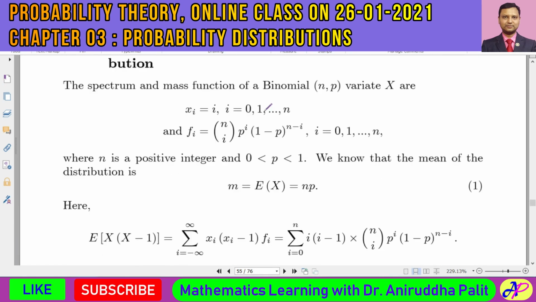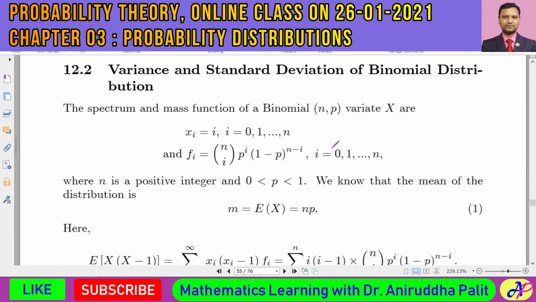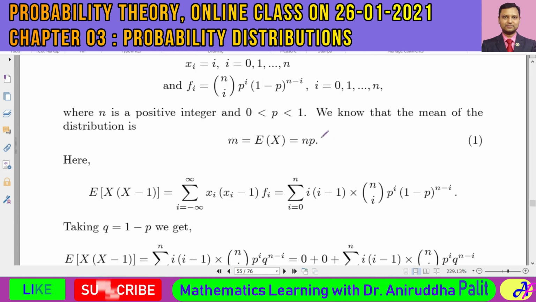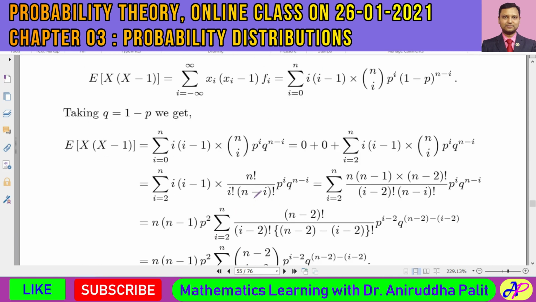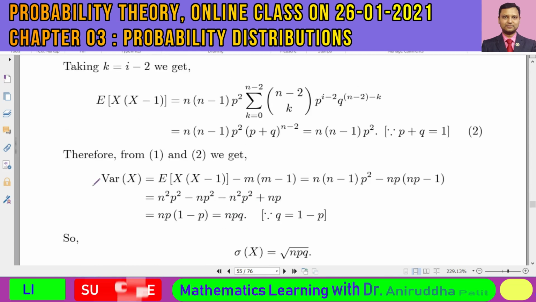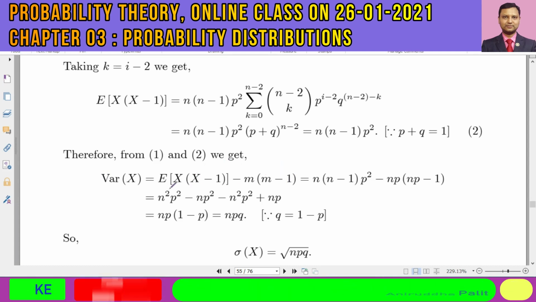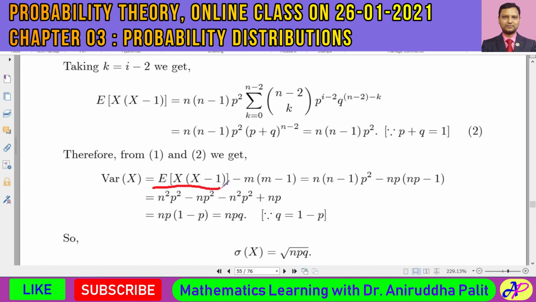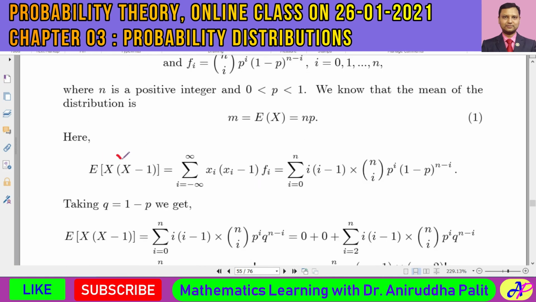Okay. Now let's discuss the variance and standard deviation of the binomial distribution. You see, already we have proved in the last lecture that m is equal to expectation of x, that is equal to np in case of binomial distribution. And now we are going to apply this formula. We are going to compute the variance of x is equal to expectation of x into x minus 1 minus m into m minus 1. So we require to compute this expectation of x into x minus 1. Let's compute the expectation of x into x minus 1.